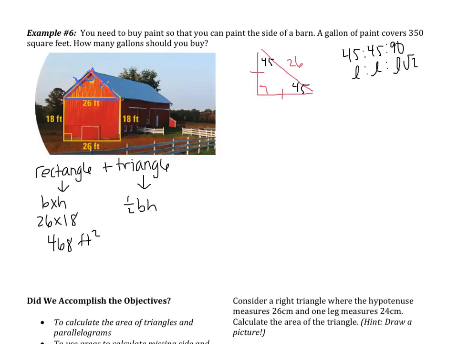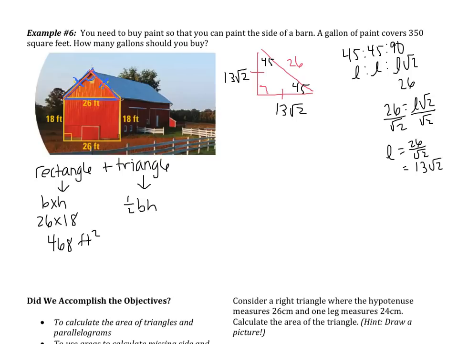The 26 is across from the 90, so it goes under the 90. So I know 26 equals L root 2. I have to divide both sides by root 2, so I get L equals 26 over root 2. Now, 26 divided by 2 is 13, and then I keep the root 2. So my base is 13 root 2. My height is 13 root 2.